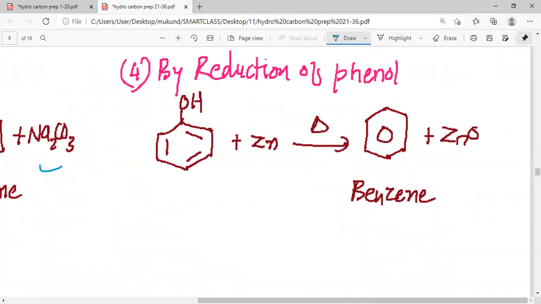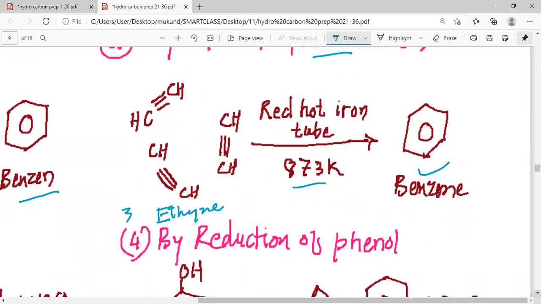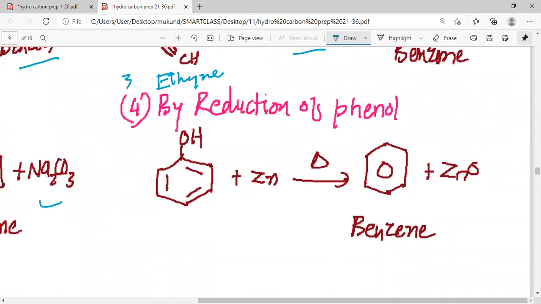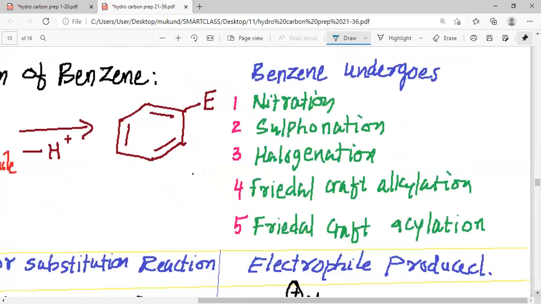Same way, my dear students, benzene can also be prepared by the cyclic polymerization of ethyne. So three molecules of ethyne, when passed through a red hot iron tube at 873 Kelvin, give benzene. Benzene can also be obtained by the reduction of phenol. Reduction of phenol is done with zinc dust, and zinc dust, when it reduces the phenol, gives us benzene, and zinc itself is oxidized to zinc oxide. So these are the various preparations of benzene, my dear students.